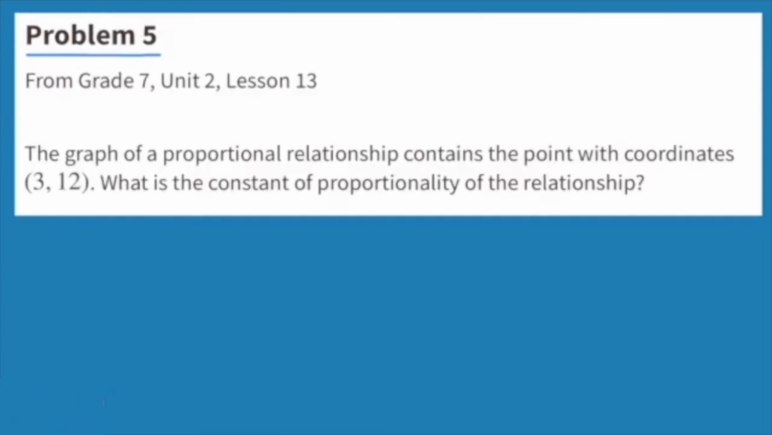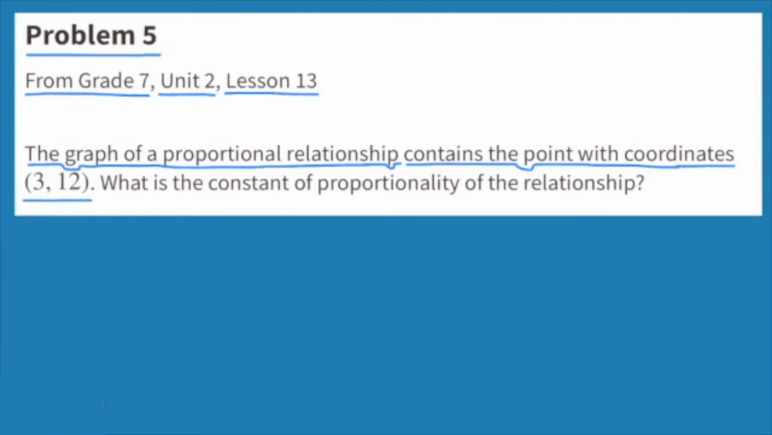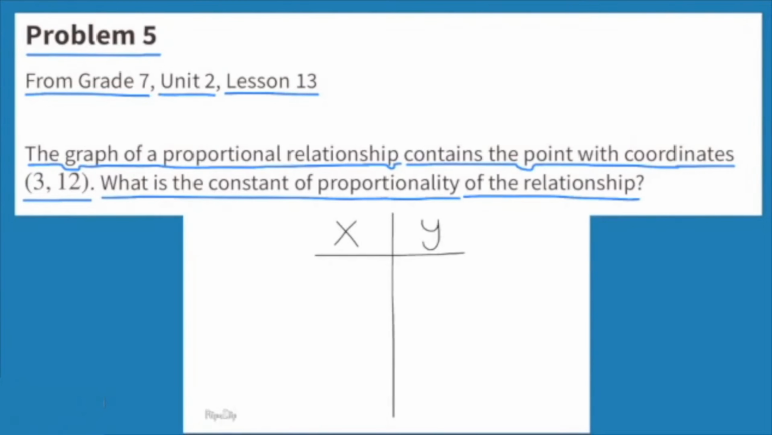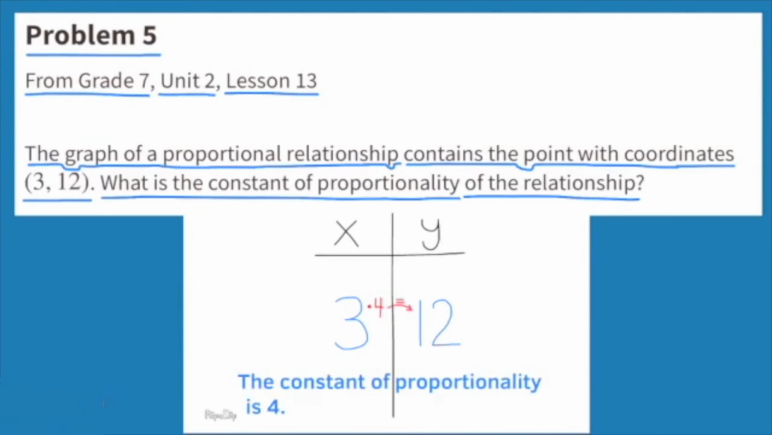Problem number 5, from 7th grade, Unit 2, Lesson 13. The graph of a proportional relationship contains the point with coordinates 3 and 12. What is the constant of proportionality of the relationship? I'm going to make a table with the x value on the left, which is 3, and the y value on the right, which is 12. Since 3 times 4 is 12, the constant of proportionality is 4.